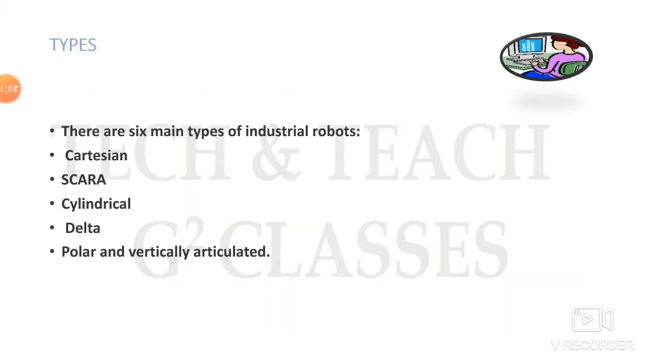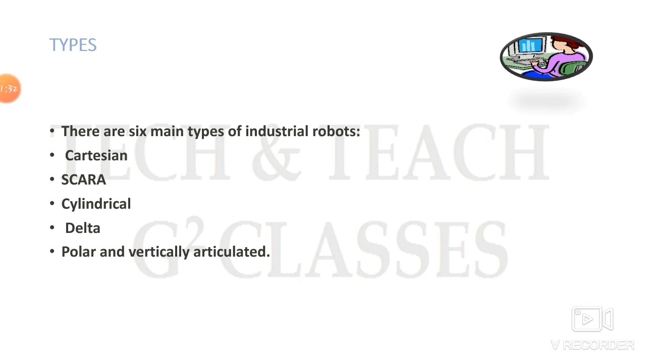Then we will go for types. See, anyhow, even robots have some different types. There are 6 main types of industrial robots. Clear? Cartesian, Scara, cylindrical, delta, polar and vertical articulated. So we have totally 6 types. First one is Cartesian type, second one is Scara type, third one is cylindrical, delta, polar and vertical articulated. These are all different types of robot.